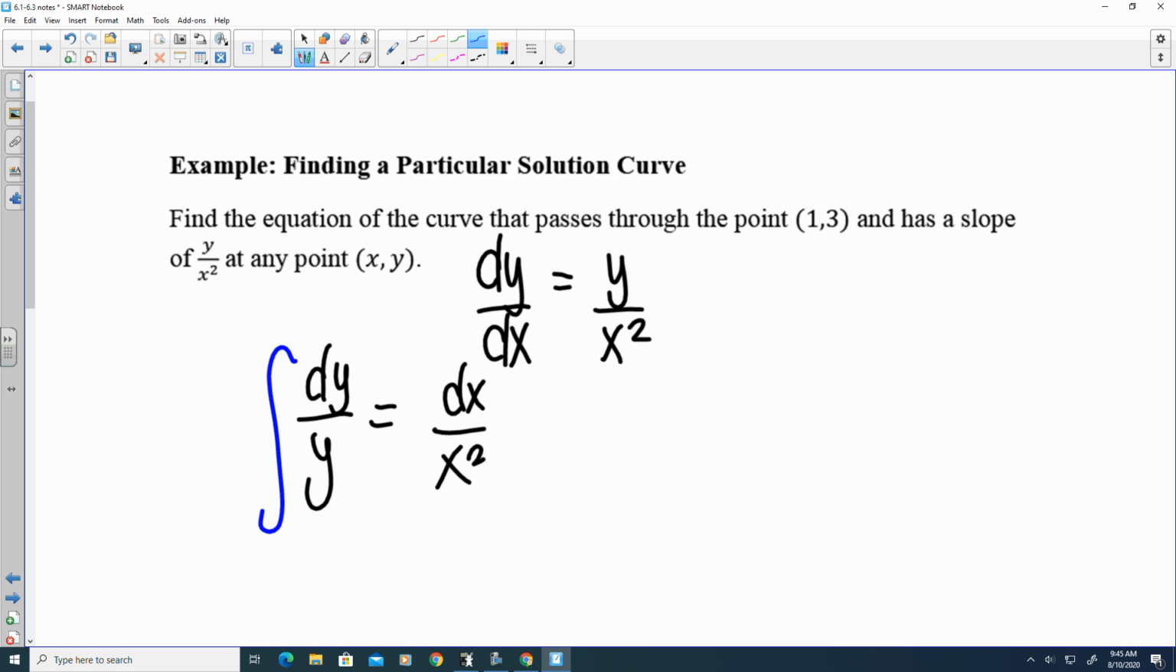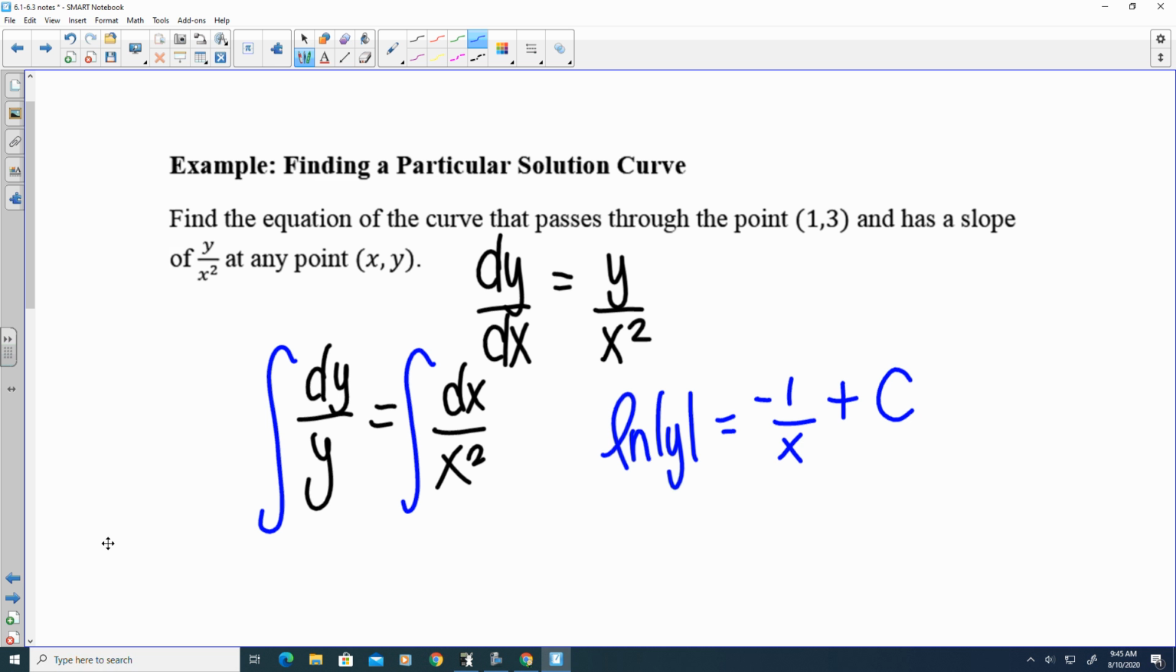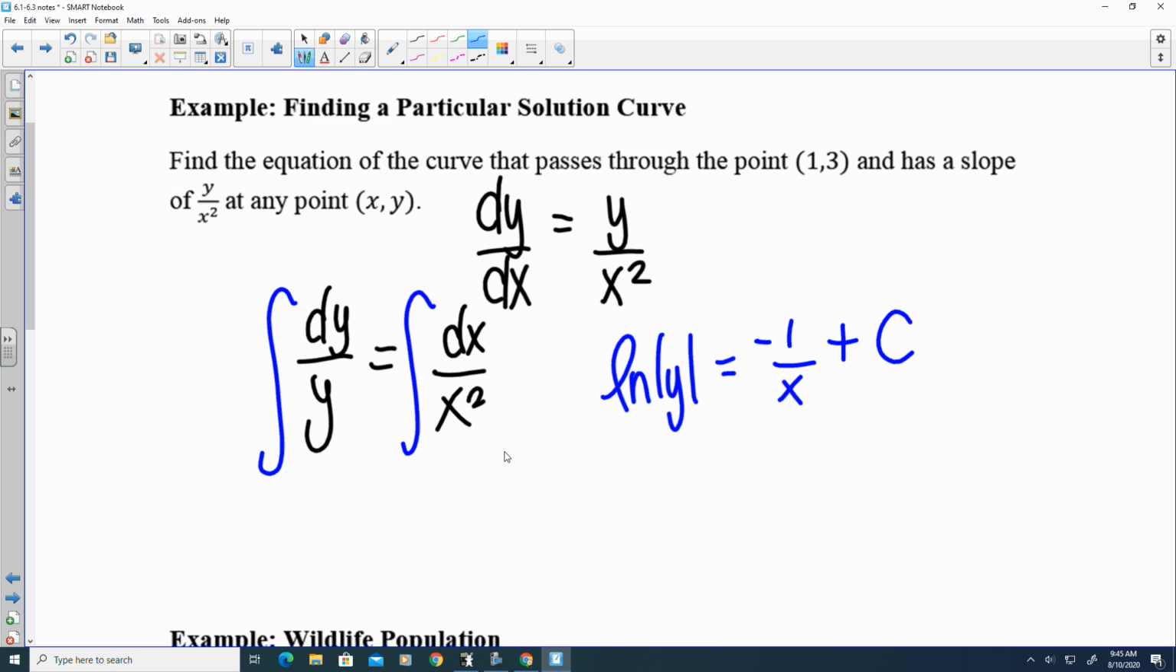And once I isolate everything, I can take the antiderivatives of each side. Looks like we're going to have natural log. That's going to happen a lot, but don't get confused with the right side thinking that's natural log because we just raise the exponent by 1 and divide by that same number. Okay. I'm going to exponentiate both sides. Remember that c comes down front, and I can now plug in the point 1, 3 to figure out what that c is.